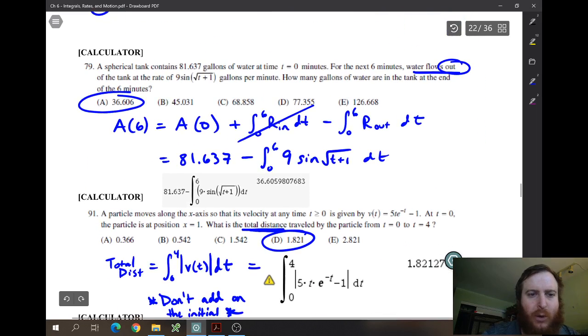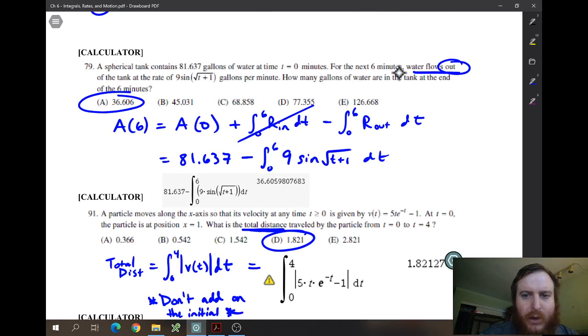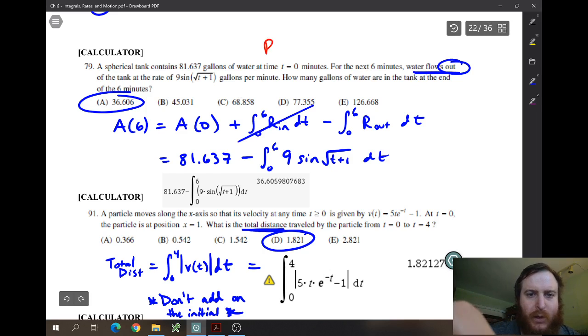Right, 79, we're given a spherical tank that has 81 gallons of water at time 0. For the next 6 minutes, water flows out at this rate. How many gallons? So how do we go from a rate back to an amount? We take an integral. Right, the integral of the rate gives us the amount, or really the change in the amount.